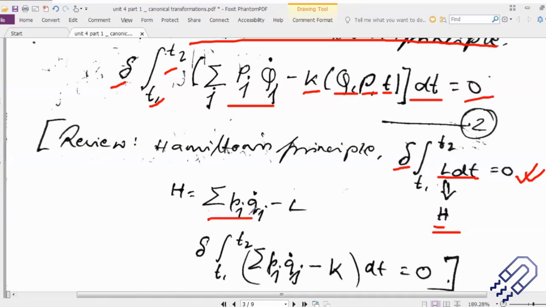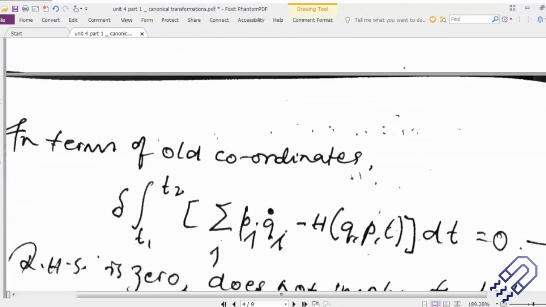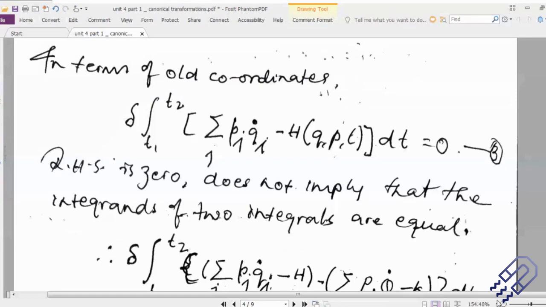So what we do is summation pj qj dot minus L is this. I put it inside a bracket so that you can recall what Hamilton's principle was. So that was our Hamilton's principle, if you remember. This is important, and this is very much the beginning. I think this is very basic, so I'm not going very slow, I'm going a bit fast. In terms of the old coordinates, you will always write it down as small pj small qj dot minus H, which is a function of small q, small p, and time, dt, is equal to 0.